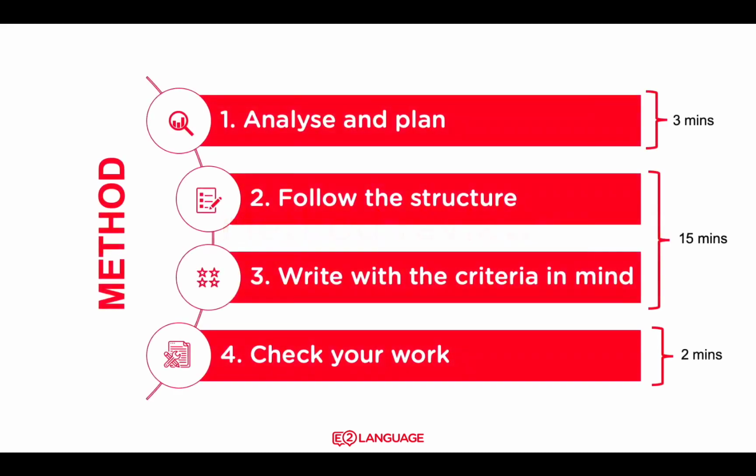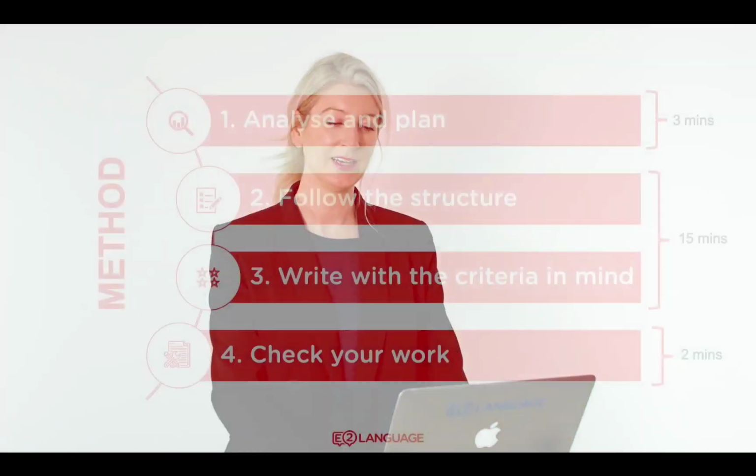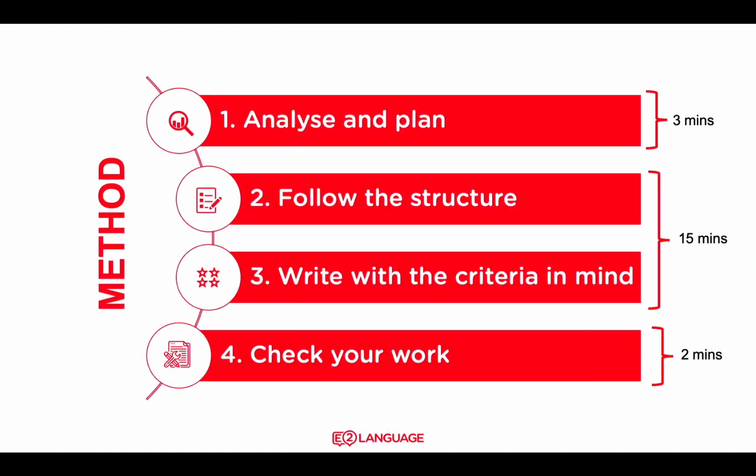Let's review that method finally. So analyze and plan for about 3 minutes. Look carefully at the process, draw on it if you want. Make sure you don't miss any important part. Write by following the structure and keep the criteria in your mind. 15 minutes for that. And 2 minutes, check carefully. Over to you. Go and have a go at writing a task 1 process diagram.